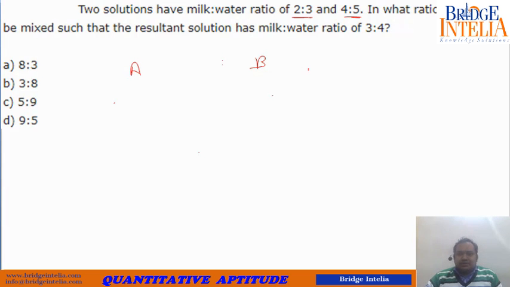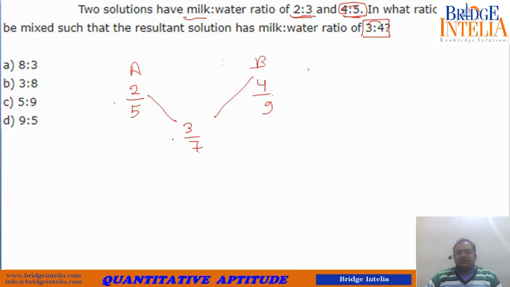So think in terms of proportion. Think in terms of any one element, milk. So what is the proportion of milk? 2 out of 5. In this case, what is the proportion of milk? 4 out of 9. And in the resultant, you expect the proportion of milk to be 3 out of 7. So let's use the alligation method.